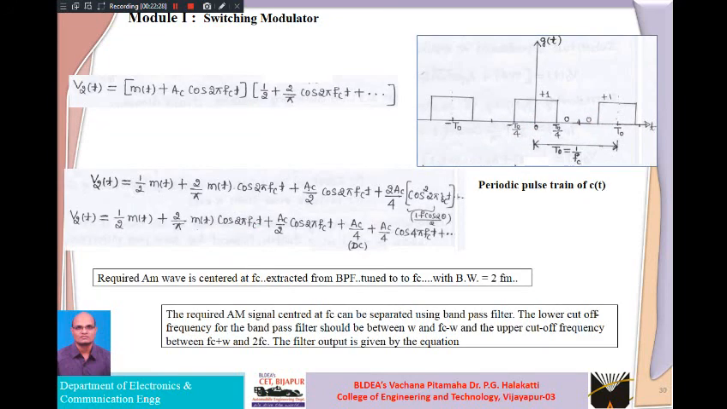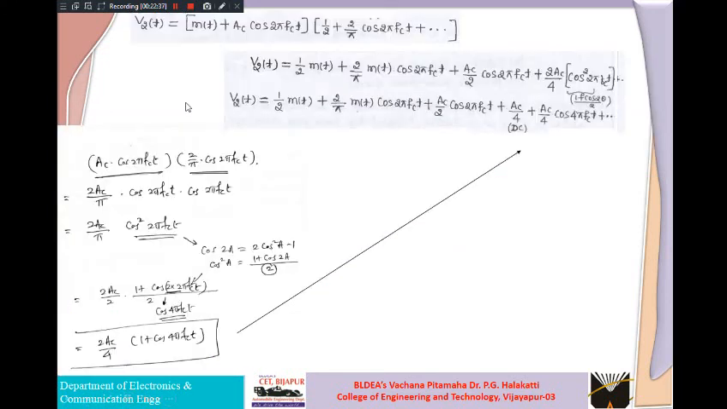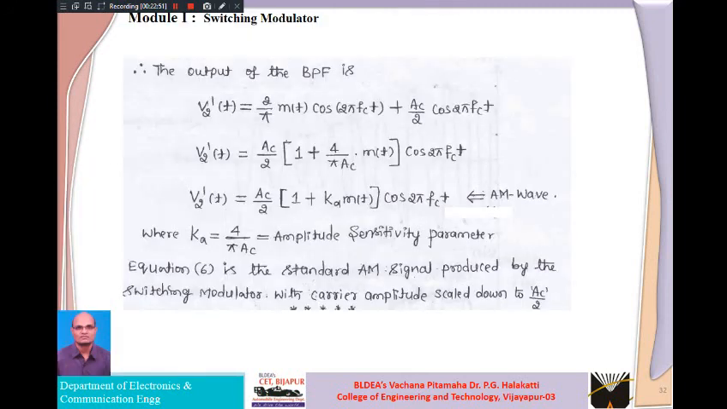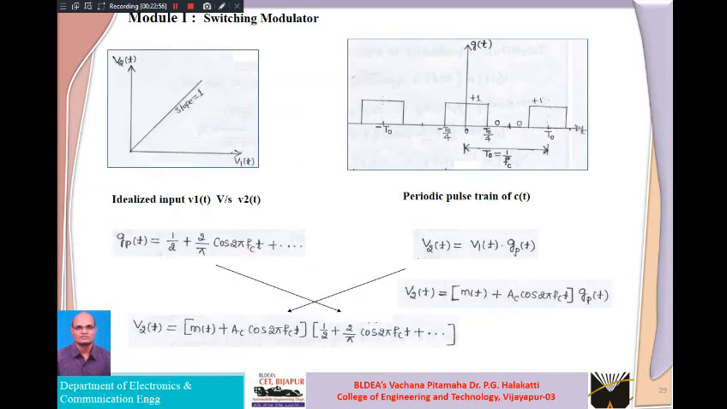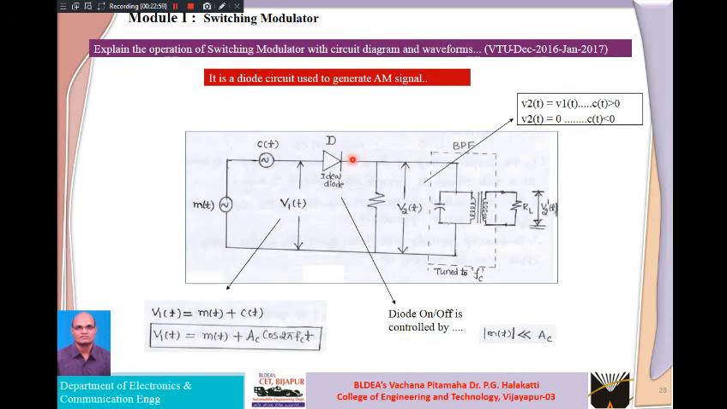Next, if you simply multiply these two, a rough sketch I have shown here. For those who may have doubts, refer to the video and see it again one or two times, and you will easily understand how to get the V2 expression. If you look at this circuit diagram, V2 of t is the output of the diode. Then we have a band pass filter that is tuned to fc, which will pass only the fc component.